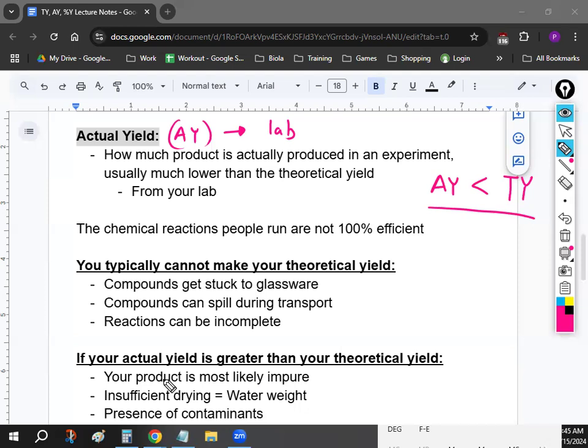The lab that we're doing next time, it's very difficult to get an actual yield bigger than your theoretical. So just keep that in mind. But in future labs, when we work with more liquid chemicals, the water weight is a big reason why people's actual yield is bigger than their theoretical. Okay, all right, so that's two of the three.